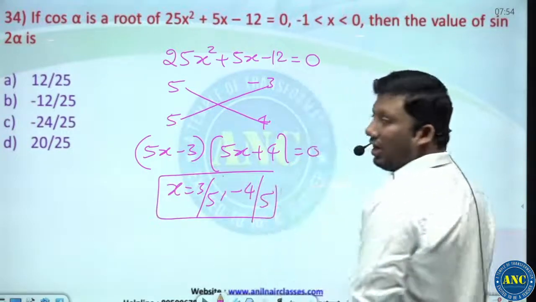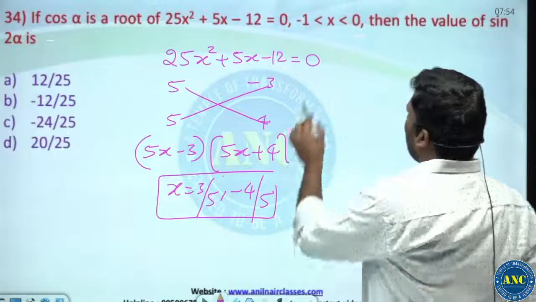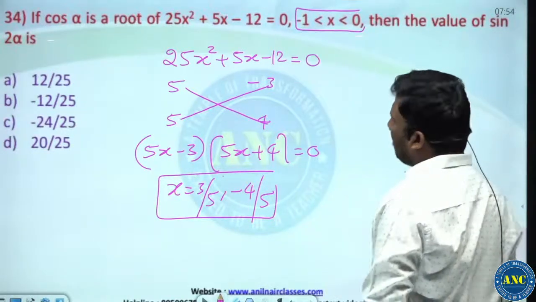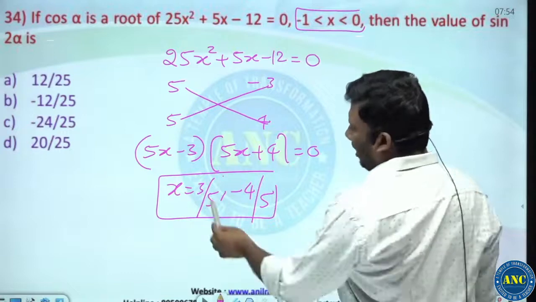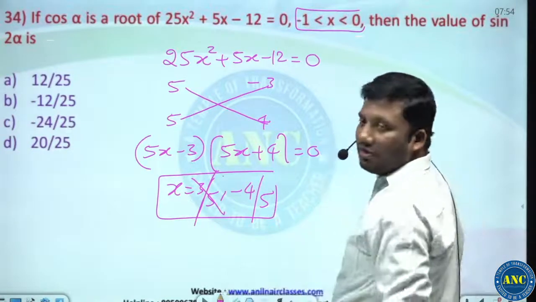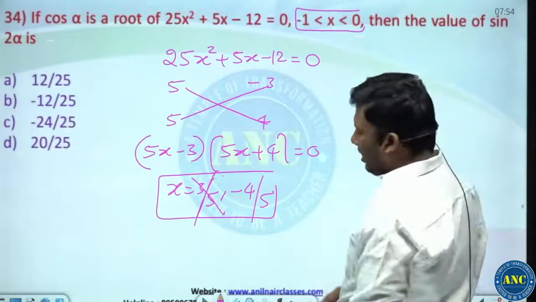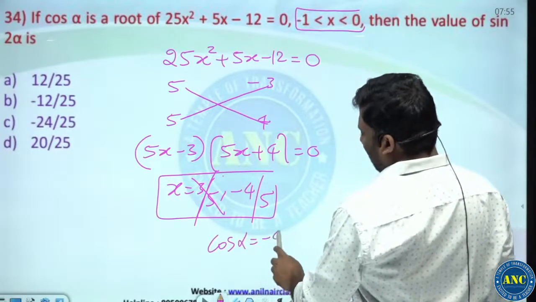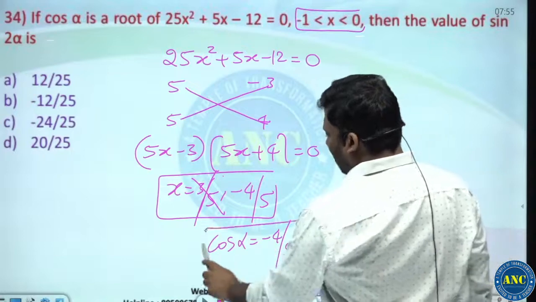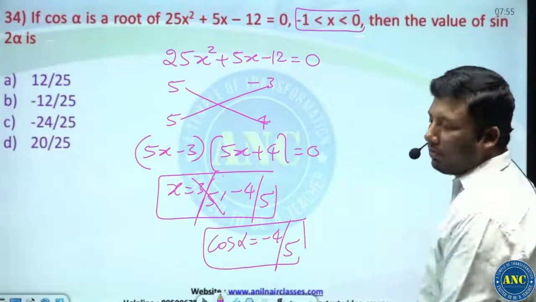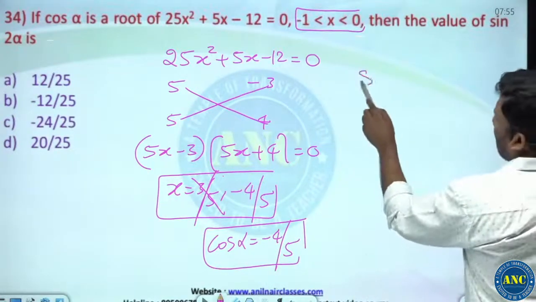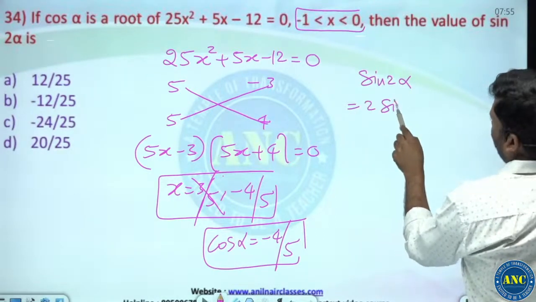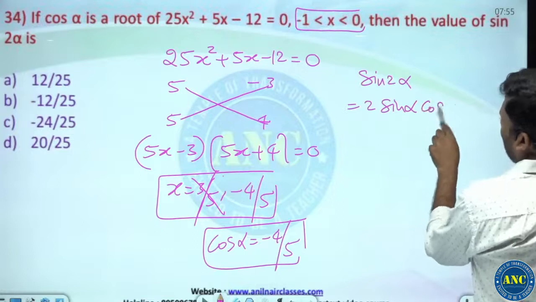Is there any condition on x that is mentioned? Condition is minus 1 less than x less than 0. x equivalent to 3 by 5, which is 0.6, is greater than 0. That means cos alpha will become minus 4 by 5. So the answer: sin 2 alpha will be 2 sin alpha cos alpha.